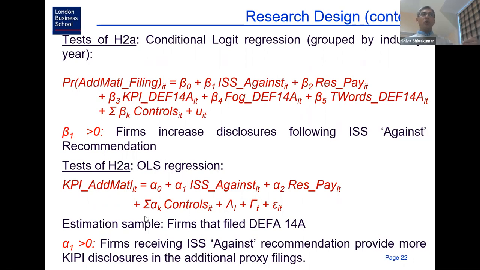And conditional on those firms filing that amendment material, we are going to see whether the amendment material is more likely to contain KPI disclosures if the firm received an ISS against, as compared to firms that did not receive an ISS against recommendation. If firms are responding to the ISS against recommendation, we expect the beta 1 in the first regression and alpha 1 in the second regression to be significantly positive.